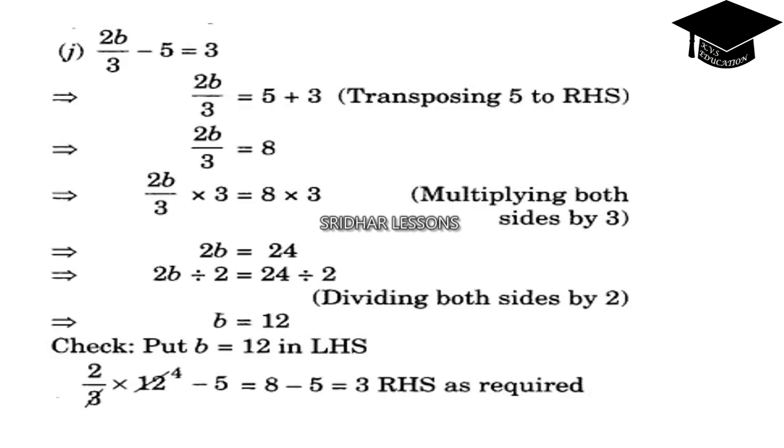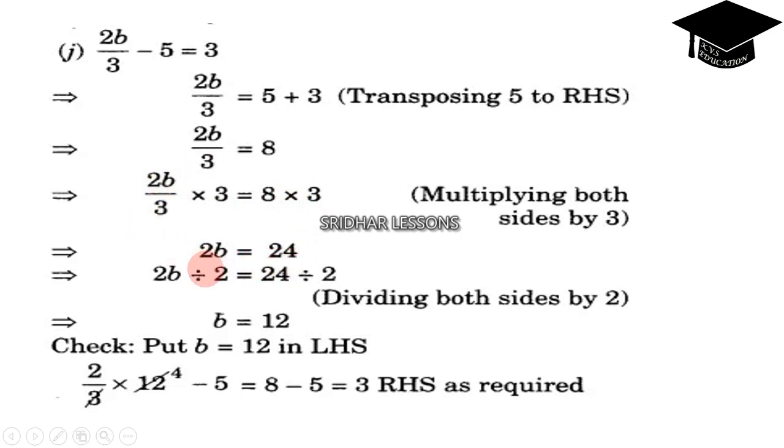Next. Question J. 2b by 3 minus 5 is equals to 3. So what we have to do? We have to transpose minus 5 to the right hand side. So minus 5 will become plus. So 2b by 3 is equals to 5 plus 3. That means 2b by 3 is equals to 8. Since we have division operation here, we have to multiply both sides by 3. 2b by 3 into 3 is equals to 8 into 3. That means 2b is equals to 24.